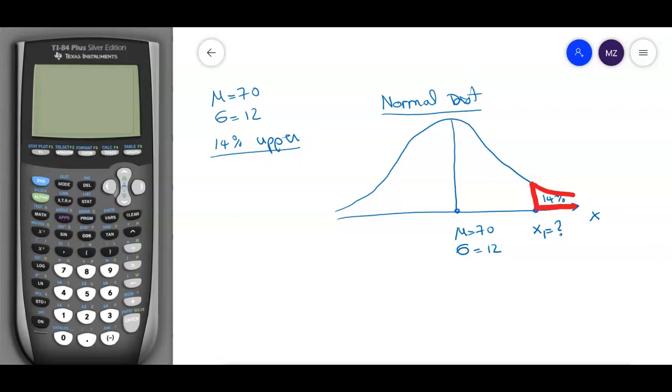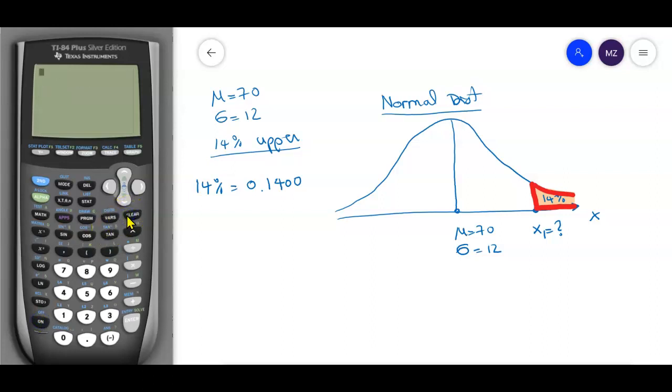All right, so again, you do have the area, which is 14%. By the way, you need to turn it into a decimal number. So 14% is going to be 0.1400. Usually we take four decimal places. So we know the area here. Can I go ahead and plug it into the calculator? Sure, I can try, but I'm not sure I can get it. So I'm going to explain it. Let's go to the calculator and see what the requirements are.